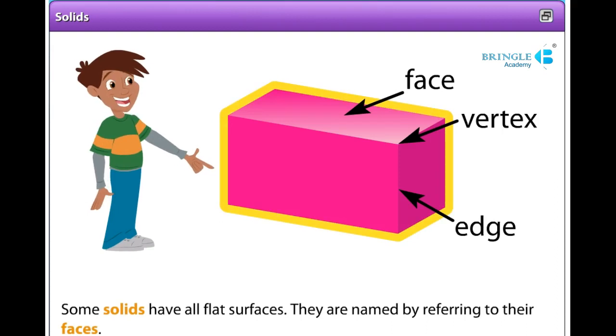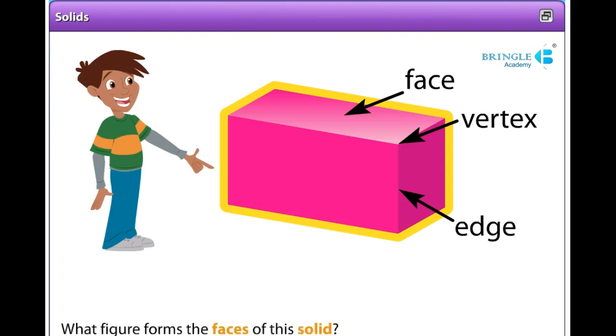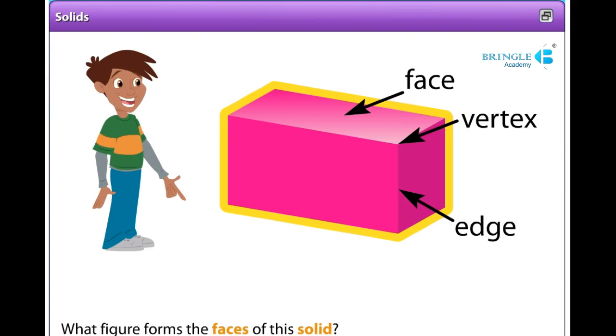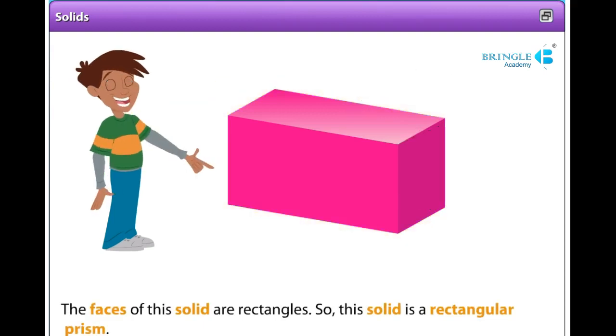Some solids have all flat surfaces. They are named by referring to their faces. What figure forms the faces of this solid? The faces of this solid are rectangles. So, this solid is a rectangular prism.